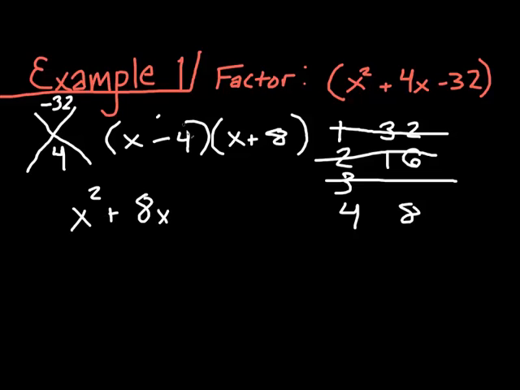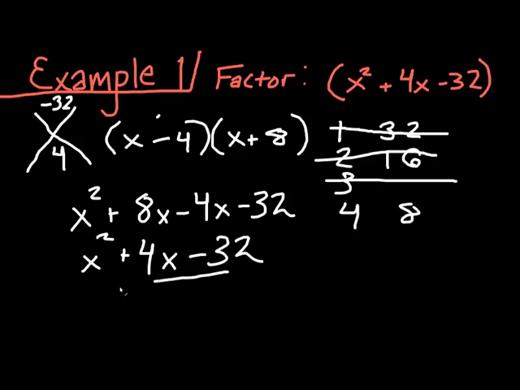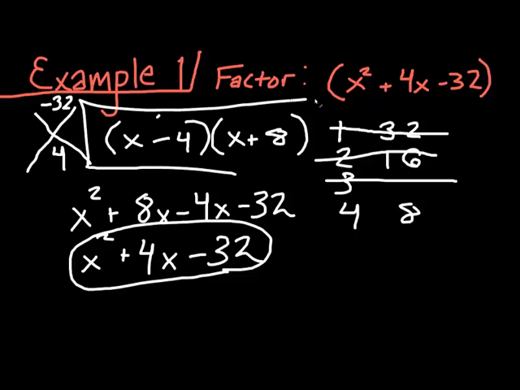The inner part, negative 4 times x, that'll be negative 4x. And then lastly, negative 4 times 8 is going to equal negative 32. Okay guys, so we've got x squared, 8x minus 4x equals 4x. And then we've got negative 32 right here. Okay, guys, so I just went ahead and checked to make sure that we get the same thing over here. We do. That tells us that we factored this guy right.